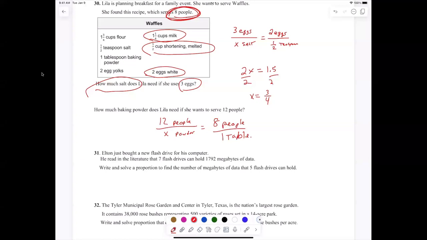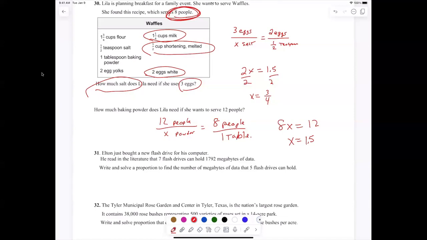And then we just cross multiply. I'll let you tell me in a minute. Cross multiply. What do we get? Equals what? Now divide. x equals what? Come on, guys. Yes, 1.5. Yeah, 1.5.